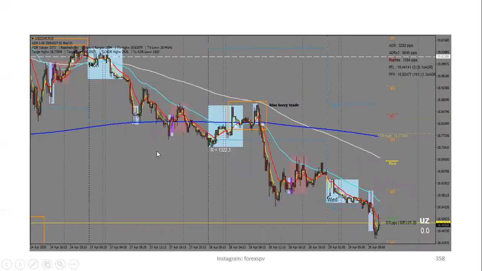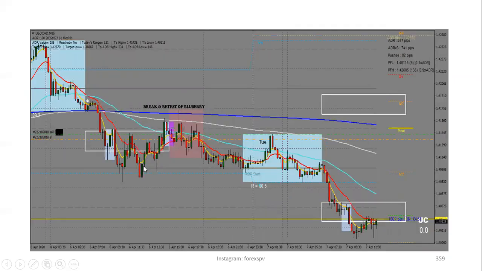Now this is the blueberry trade. The dealer breaks the blueberry, comes back up, gives you a pattern to trade away from the peak. That's a blueberry trade right there. So you should wait for the dealer to break the blueberry, come back up, and give you a pattern for you to trade away from the peak.